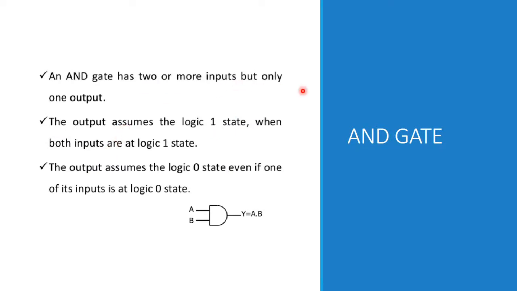Now, first of all, let's discuss the AND gate. An AND gate has two or more inputs, but it has only one output. The output assumes the logic 1 state when both inputs are at logic 1 state. It means when both of the inputs are 1, then the output of the logic gate will be 1. The output assumes the logic 0 state even if one of its inputs is at logic 0 state. It means if any of the input is at 0, the output will be 0.